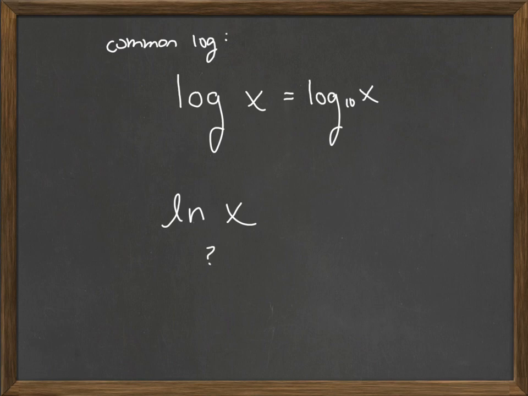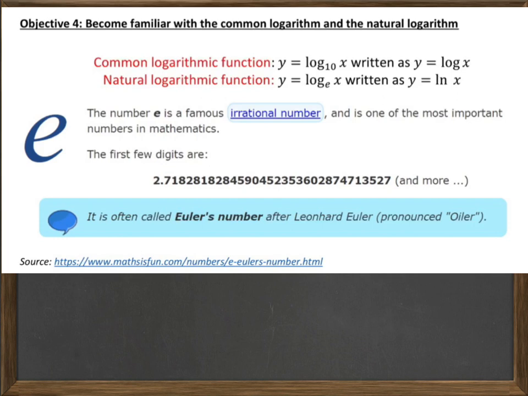But what is the base of ln? Well, let's go to the next page to really explore that idea. As you can see here, I wrote out the common log function. Again, log base 10 of x is log of x. Then let's look at this natural log function. Again, ln stands for log natural. So this says it's the log base e of x. But what in the world is e? Well, as you can see, it says the number e is a famous irrational number, and it's one of the most important numbers in mathematics.